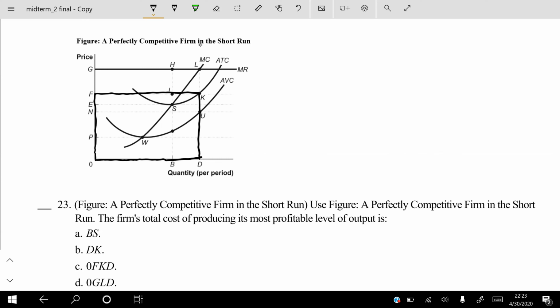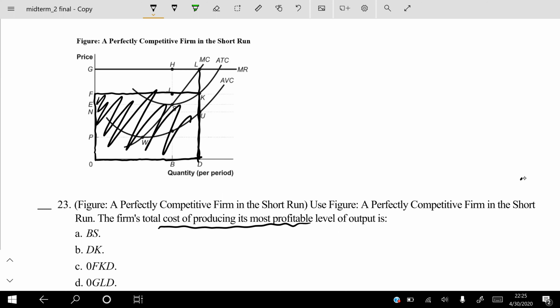Because why is that? Let's hold on for a moment. So we're looking for the total cost of producing its most profitable level. So its most profitable level is D. And so this is cost. So C is our answer.